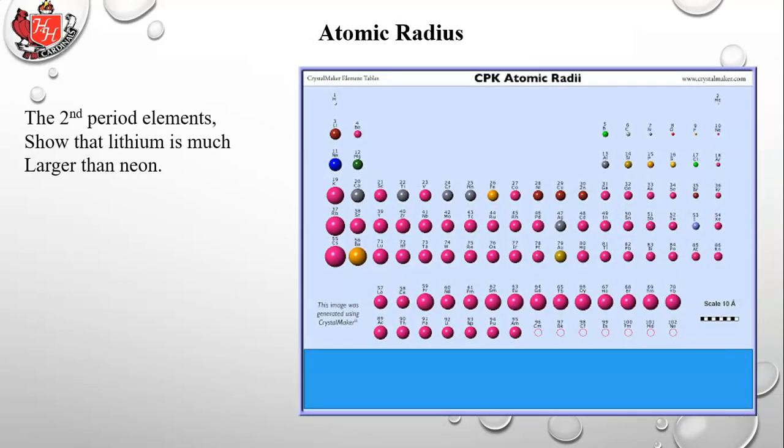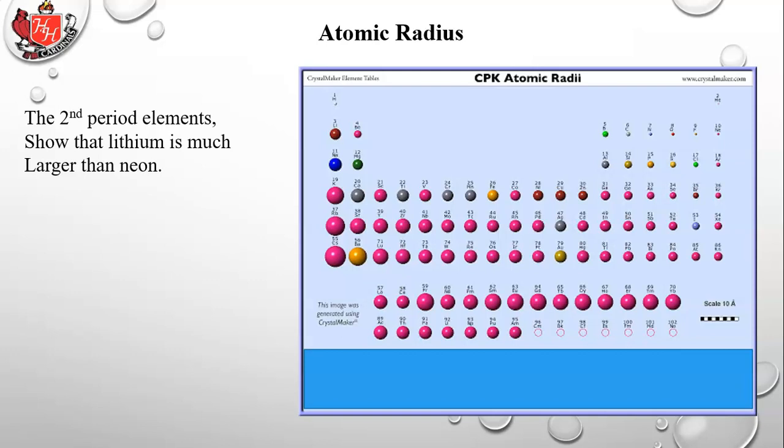So the second period elements show that lithium is much larger. This is kind of a nice little chart that shows you the relative sizes of the atoms. And you look up there in the second row, you see number 3 near the upper left, lithium, is much larger than if you go over to the other side where you see fluorine and neon on the far right, numbers 9 and 10 of the second row. I mean, it's not just a little bit bigger, lithium, it's much bigger than either fluorine or neon.